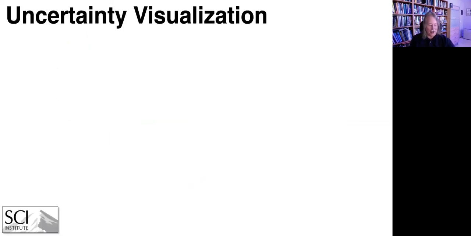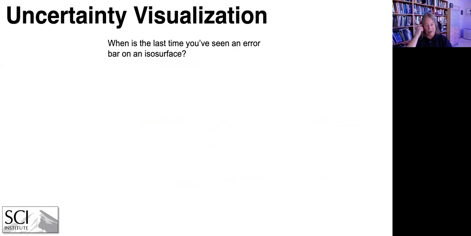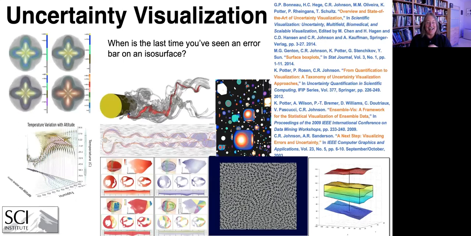All right, one of my areas of research is in uncertainty visualization. I ask people, when is the last time you've seen an error bar on an isosurface, or really any indication of error or uncertainty in any three-dimensional visualization, scientific or information visualization? For example, any of the ones I've shown so far? The answer is almost never.